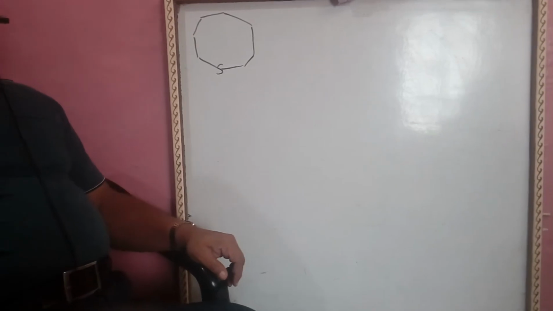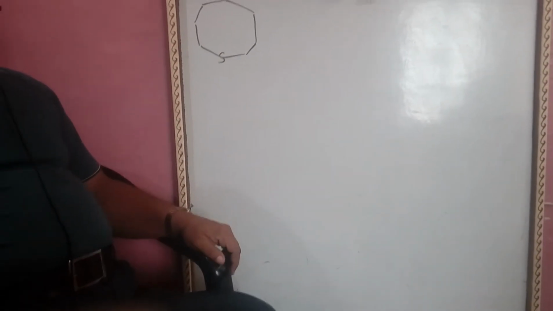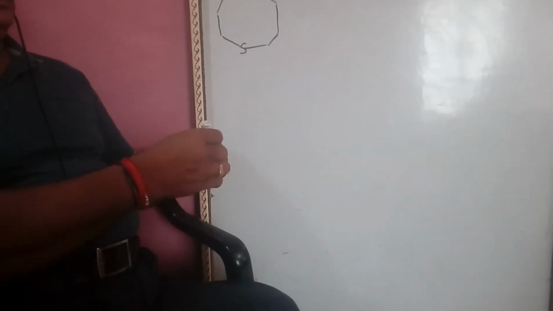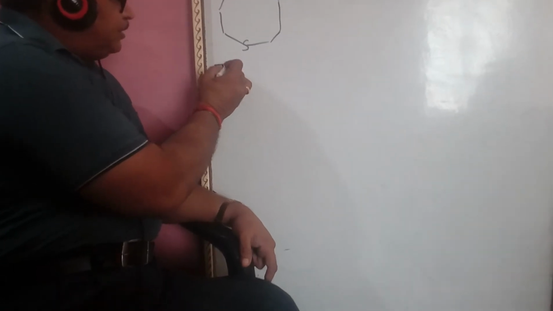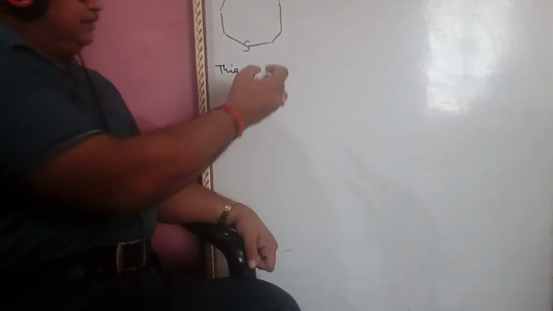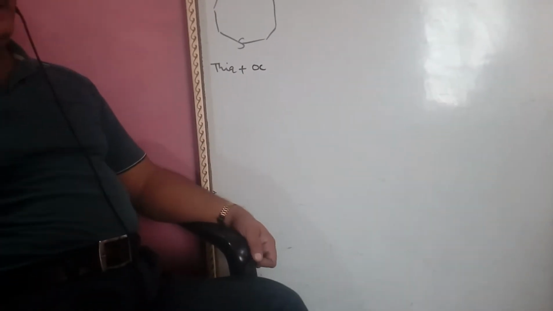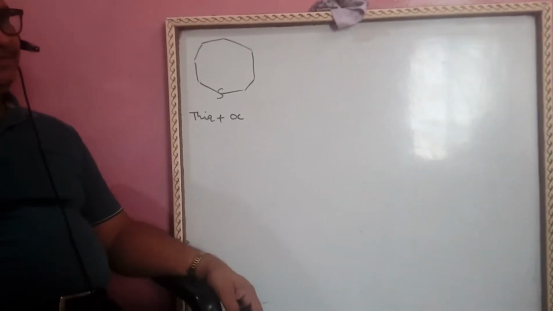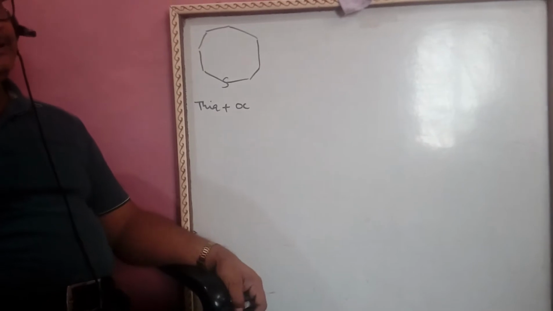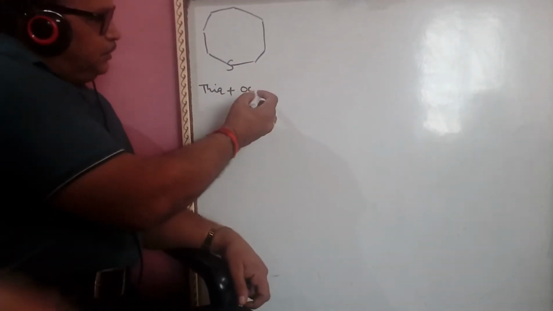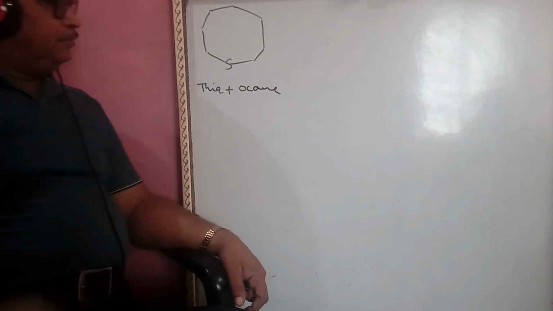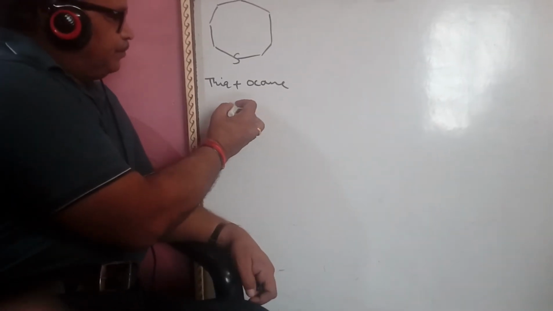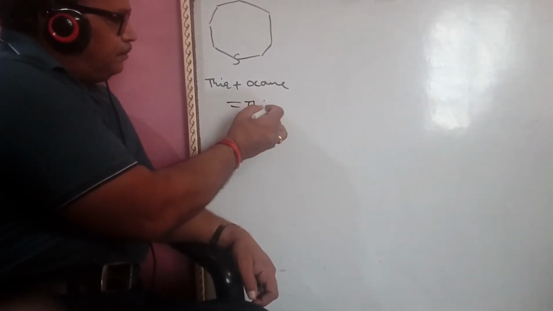In this compound, you can see the ring is eight-membered and the heteroatom is sulfur. So the prefix for this compound will be thia, plus the stem will be oc, as the ring is eight-membered, and as the ring is saturated, the suffix for this ring will be ane, which is made up from the stem. So the name of this compound will be thiocane.